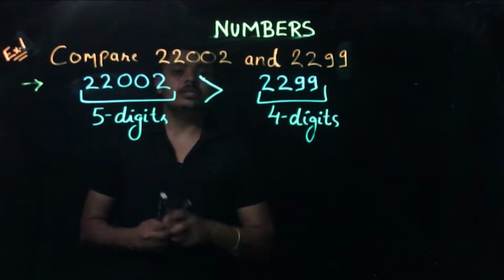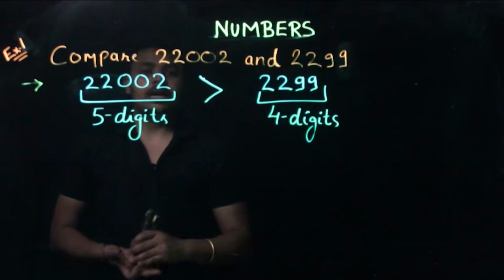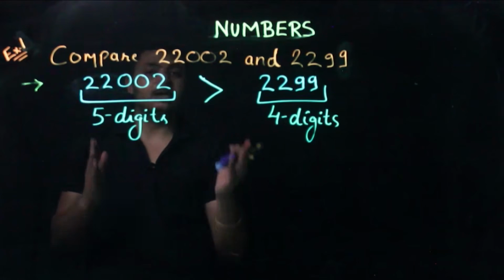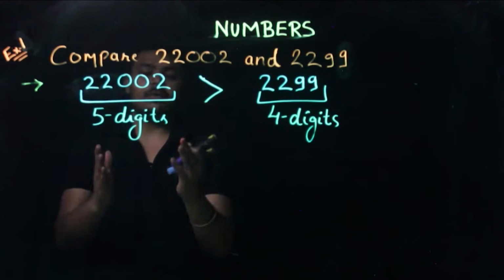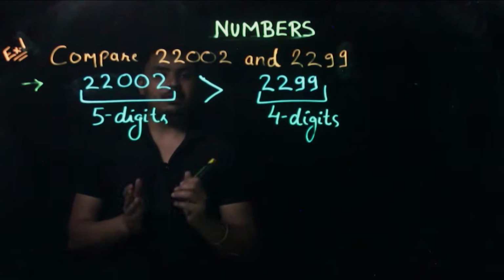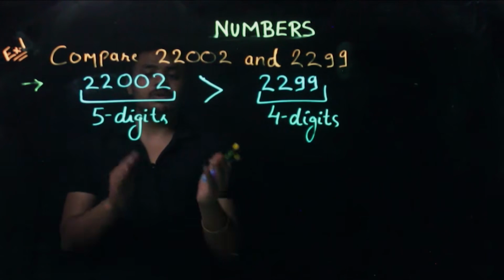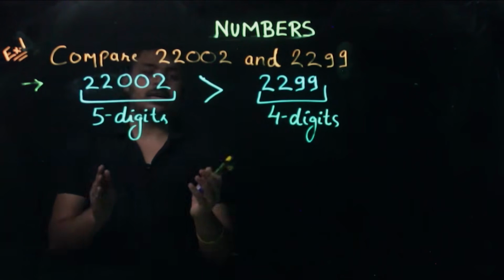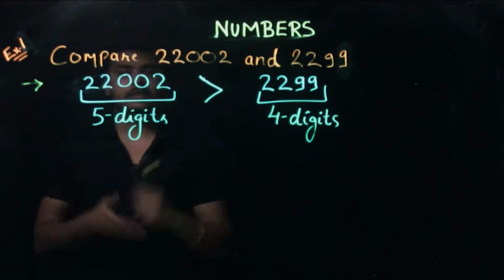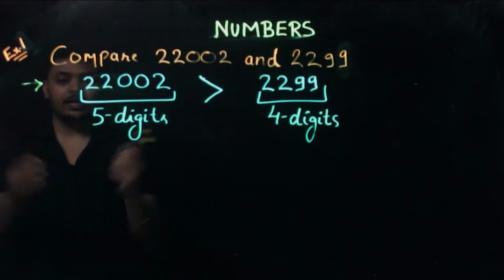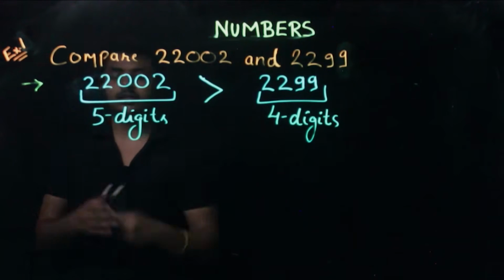I hope students, you have understood how to compare two numbers by counting their number of digits. Whenever we have a question where the number of digits are different, we can compare them by counting their number of digits. Okay, now moving on to our next example and let's see what is new.